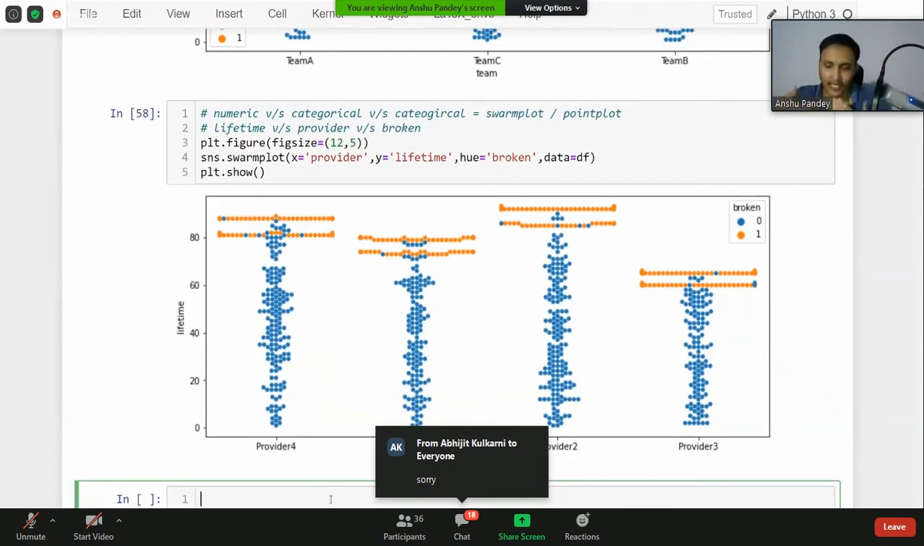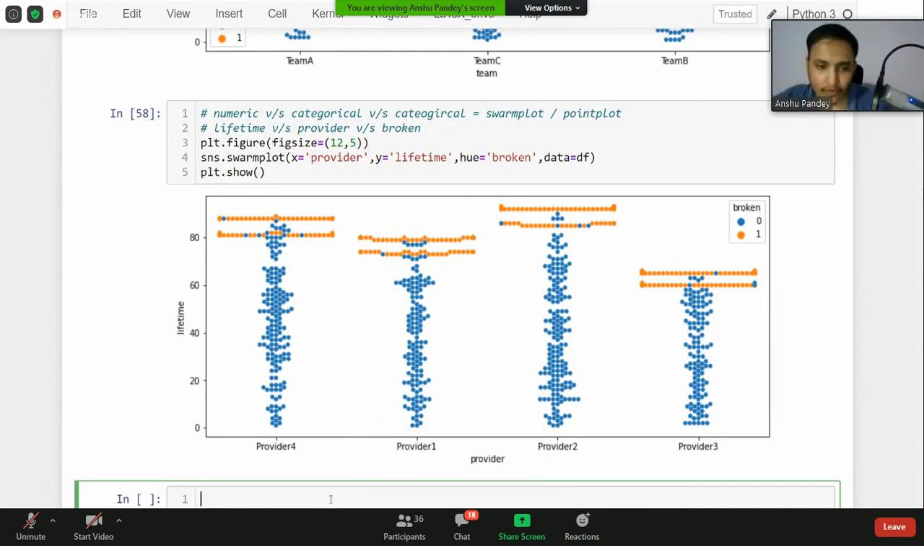So this is what you do in multivariate analysis. We compare multiple factors with the target, right? So that could be provider versus lifetime versus broken. That's what you're comparing here, right? So that's one of the analyses that we did here. This was more of an idea about numeric versus categorical versus categorical.